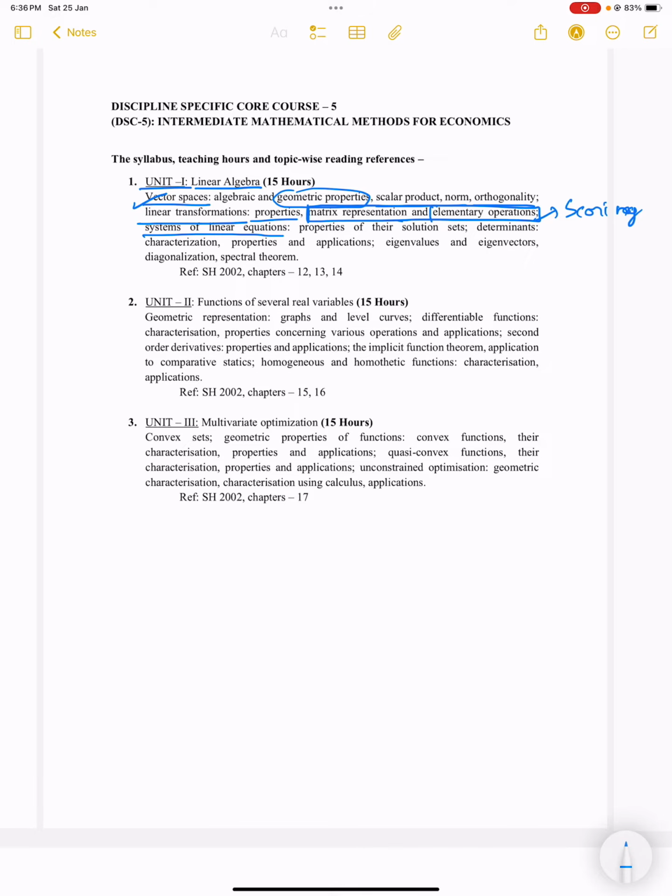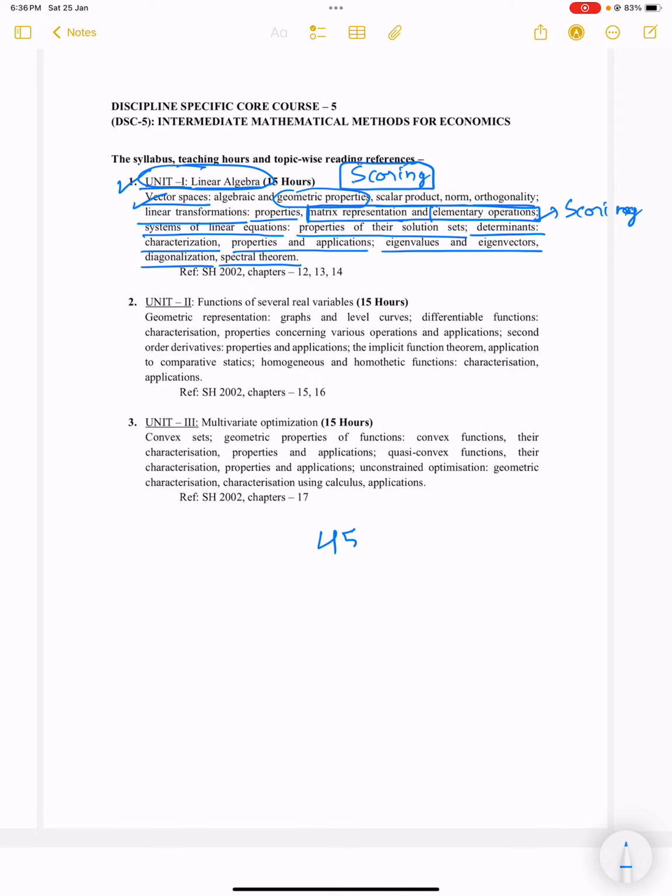Systems of linear equations, properties of their solution sets, determinants. You must have studied this in class 11th and 12th as well. Characterizations, properties and applications, eigenvalues, eigenvectors, diagonalization, spectral theorem. Some part of the spectral theorem has already been removed. So this unit is very scoring. So you need to be very consistent in the initial part. I'll upload the video most probably in another week. I'll upload all the videos related to linear algebra, so you can get a good hold of it.